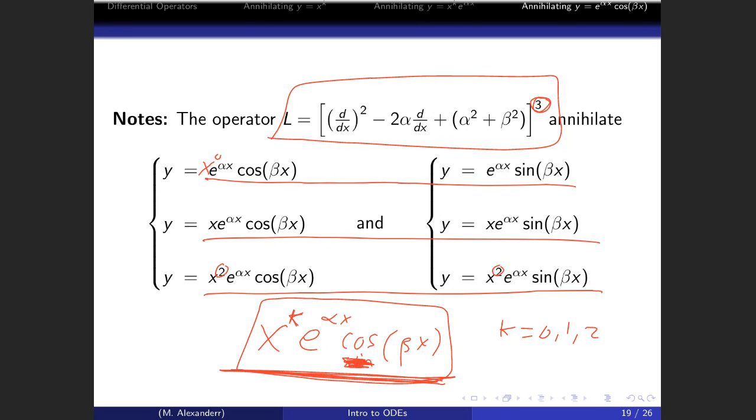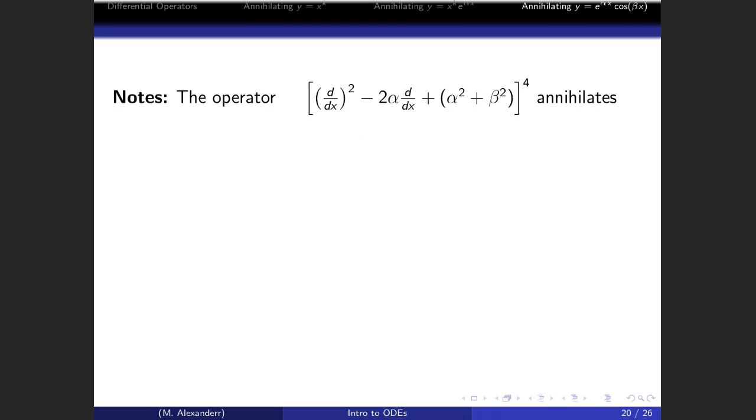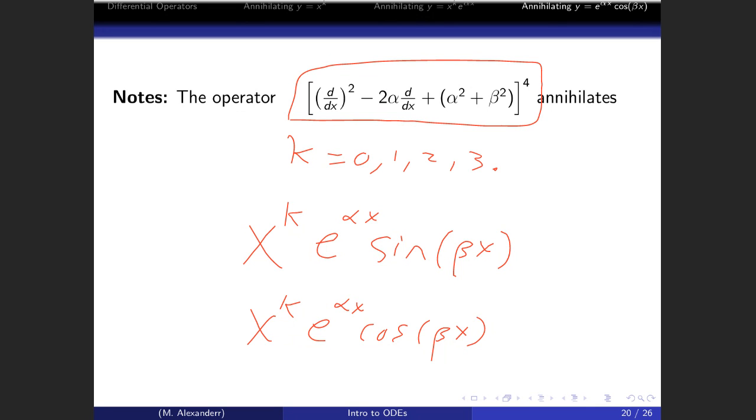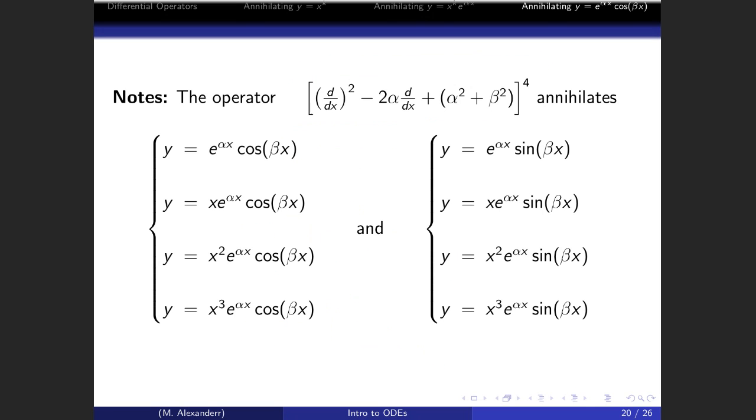So now let's move up one more level. I will make it general, but suppose that you now have a power 4. So this is your red operator, including the fourth power. What are the functions that are going to be eliminated by this operator? You would guess that they are of the format x to the k, e to the alpha x, cosine of beta x, and also sine. But now what are the possible values for k? They are going to be 0, 1, 2, and 3, and you stop there. So how many functions do you have? You have 8 functions, and these are 8 linearly independent functions that are eliminated by this red operator on the very top.